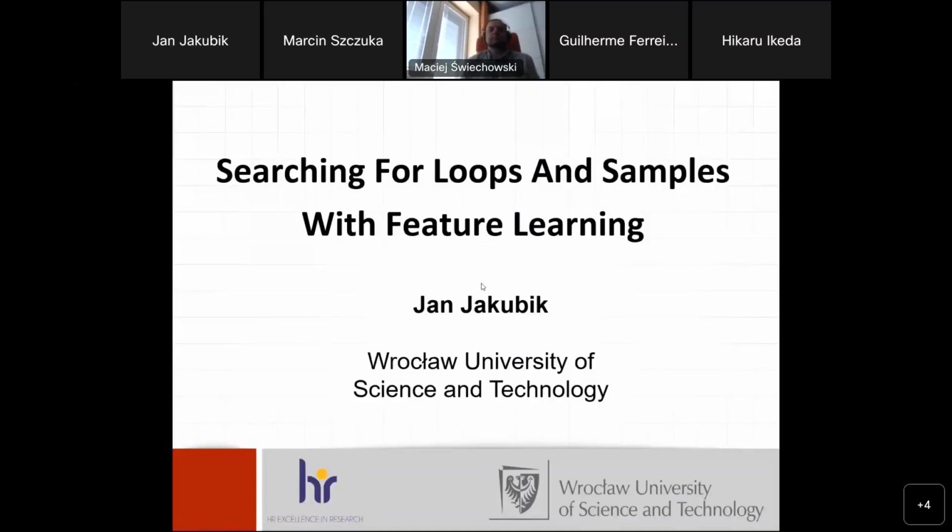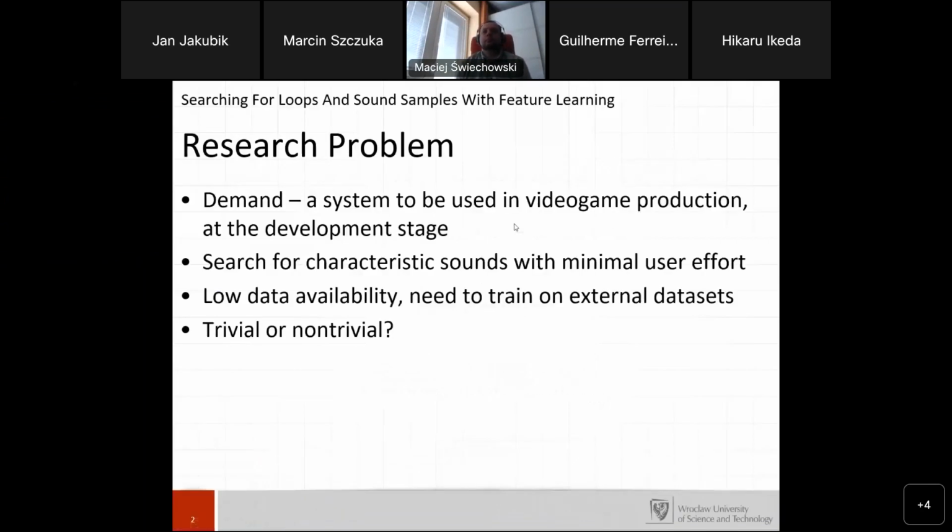Okay, so the topic of my presentation is searching for loops and samples with feature learning. It's a research problem formulated directly in response to a business demand from a studio that's making video games and wanted to have something for annotation of sounds, for finding interesting sounds. But it's not the type of video game that automatically makes it when the user does it, like when the player supplies a song, because there exist video games like that, but this is not what we're talking about.